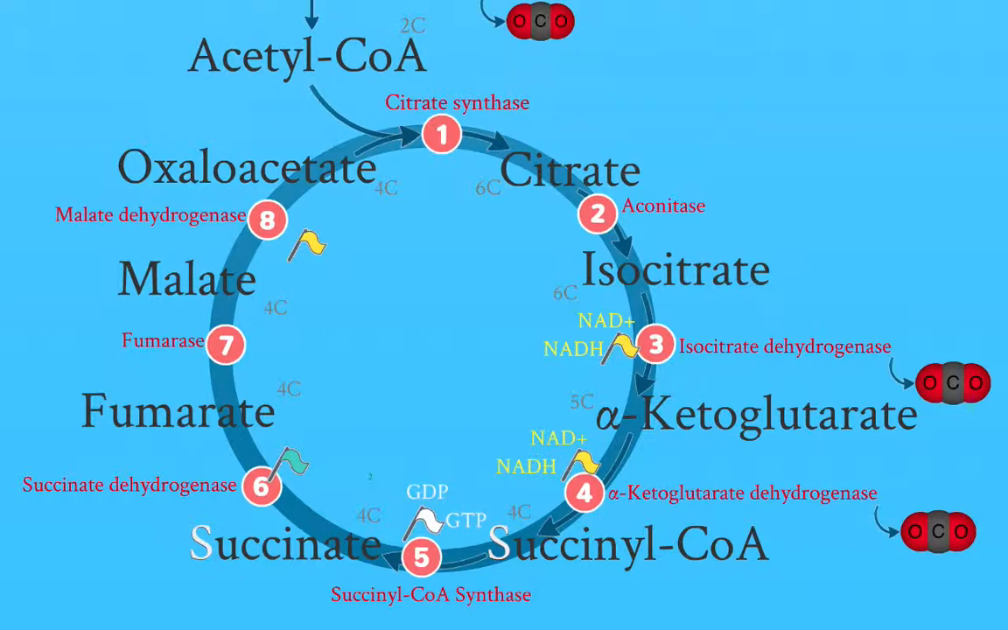This is the only source of GTP in glucose metabolism, and therefore MCAT examiners love to go after it. Remember, succinate comes after succinyl-CoA. Succinate is oxidized to fumarate, producing FADH2. Notice that the production of fumarate yields FADH2. Fumarate to malate, nothing of note here. And the home stretch. Malate is oxidized to oxaloacetate, yielding the third and final NADH of the cycle.